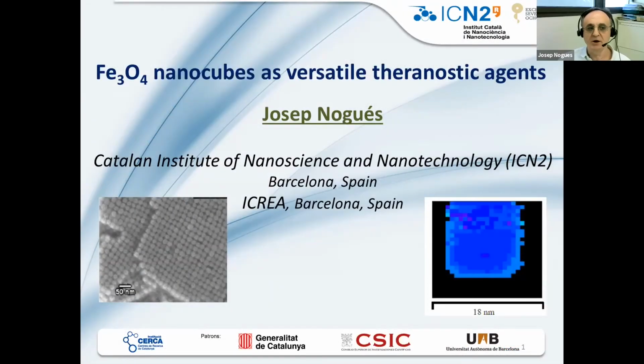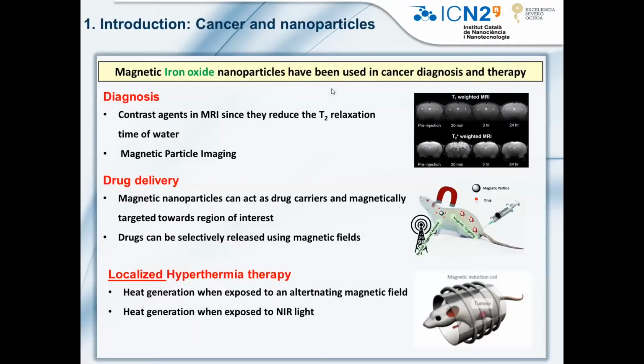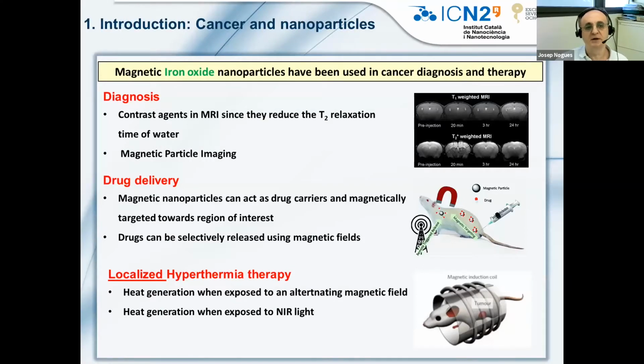Magnetite nanocubes as biomedical application agents. So most of you probably know that iron oxide nanoparticles have been used in cancer diagnosis and therapy for many years. You can use them in diagnosis as, for example, MRI T2 relaxation, or as magnetic particle imaging.